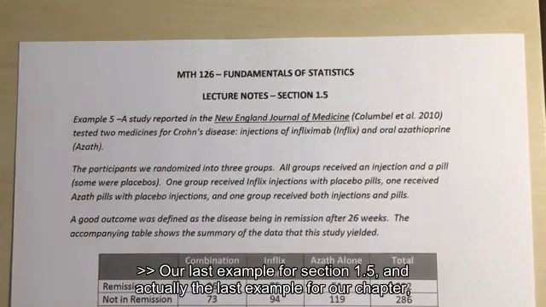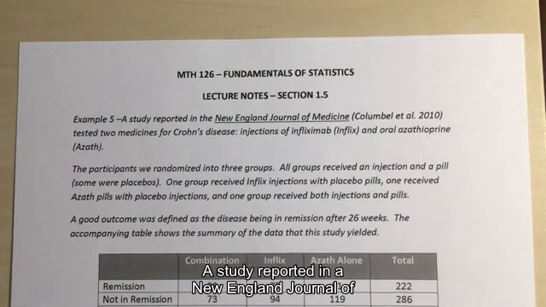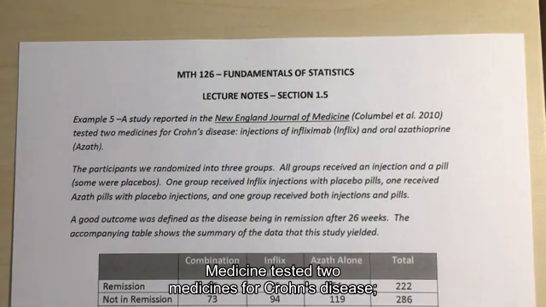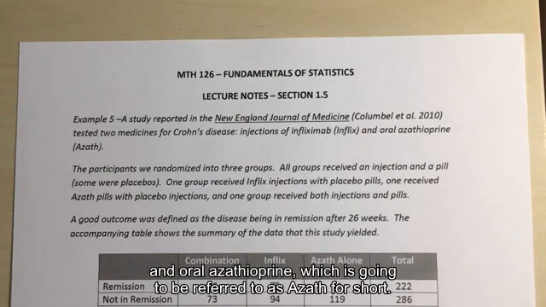Alright, so our last example for section 1.5, and actually last example for our chapter, we're going to look at one more controlled experiment. So a study reported in the New England Journal of Medicine tested two medicines for Crohn's disease. Injections of infliximab, which is going to be referred to as Inflix for short, and oral azathioprine, which is going to be referred to as Azath for short.